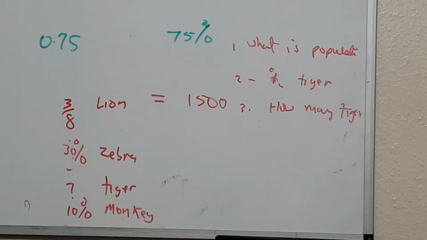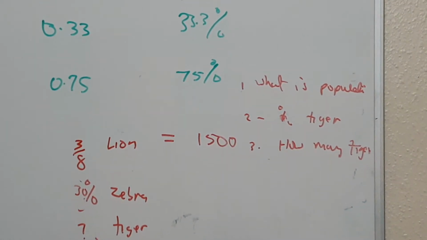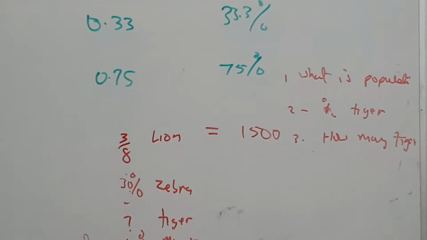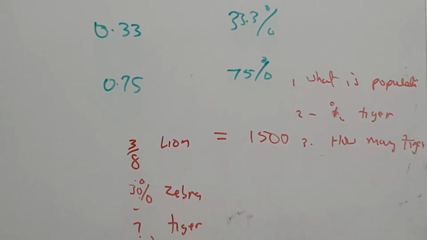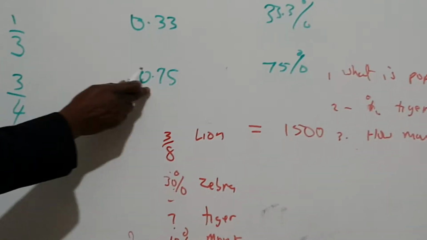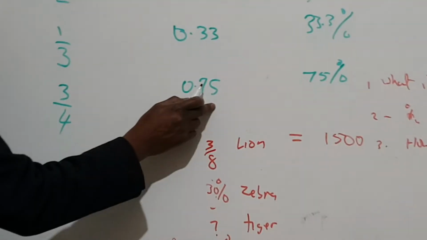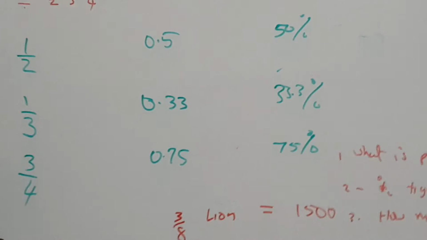How do you find it? Well, you change the 3/8 into decimal. Into percentage. How do you change 3/8 into percentage? Times by 100. In fact, that's what I was going to do next. How do you convert 3/4 into 0.75? We divide 3 by 4.